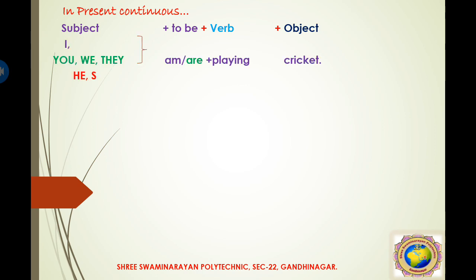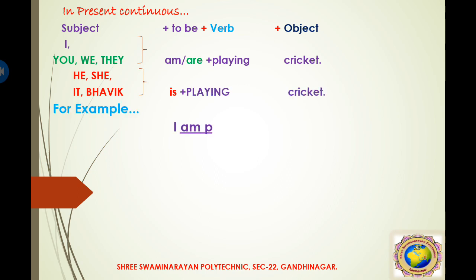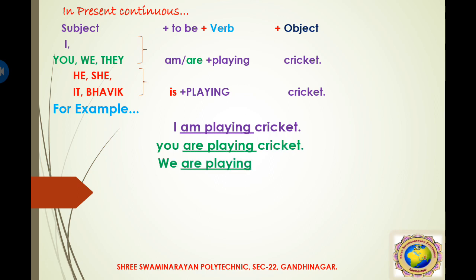In the same way as we saw previously, here I am using the verb play with ing. For example, I am playing cricket. Here am is the helping verb, play is the base verb, and this ing makes it a continuous form. In the same way, I am is correlated with the I. Similarly, you are playing cricket, we are playing cricket, they are playing cricket.